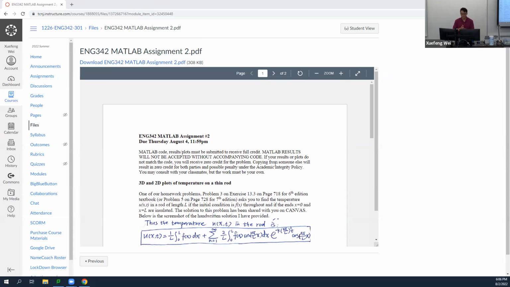Our assigned homework is exercise number 3. It's a different boundary condition. The boundary condition is that the two ends are insulated. So two ends are insulated. I provided a solution, and I'm going to show you the solution I provided to you.